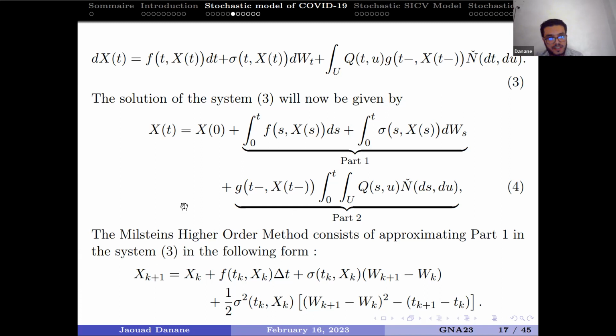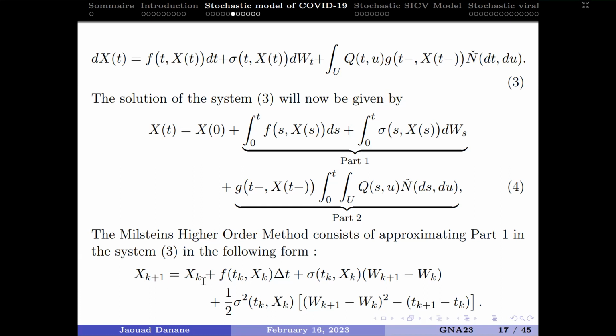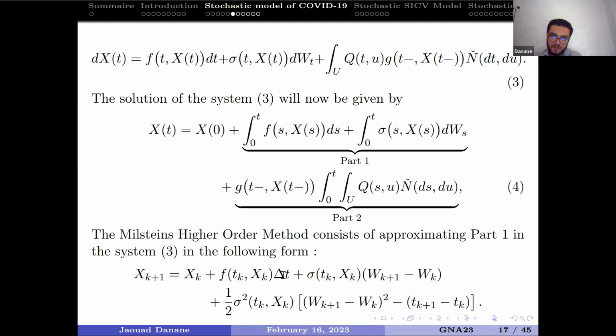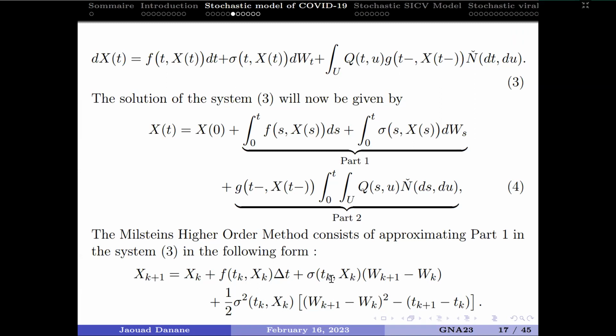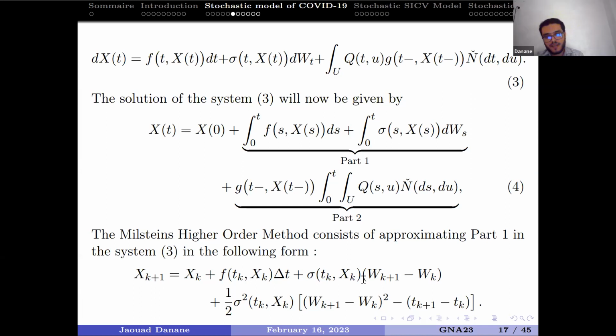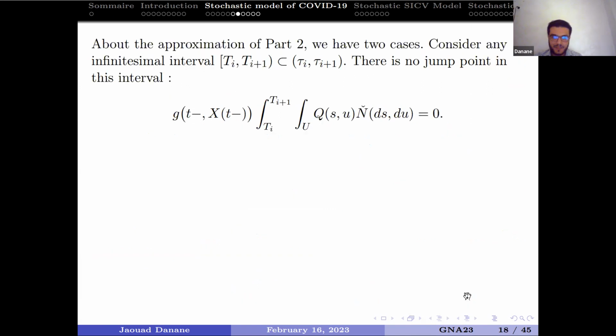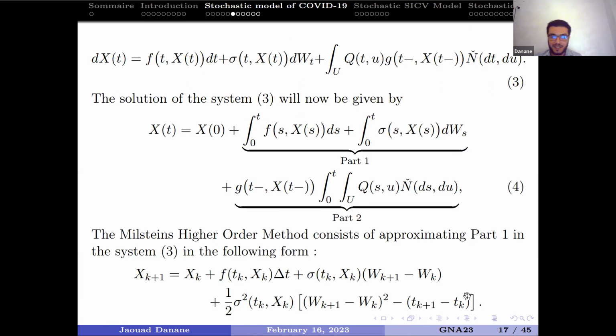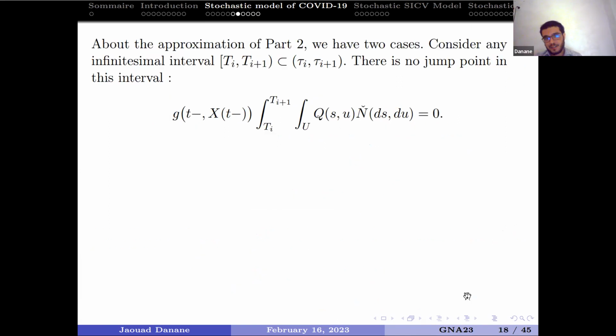So here the Milstein higher order method is X_{k+1} equals X_k plus f of t_k, X_k times delta t, plus sigma of t_k, X_k times W_{k+1} minus W_k, plus 1 divided by 2 sigma power 2 of t_k, X_k times (W_{k+1} minus W_k) power 2 minus (t_{k+1} minus t_k). That means exactly this part will be replaced by delta t, and we can give the approximation of the continuous part. But about the second part, here we have two cases to treat.